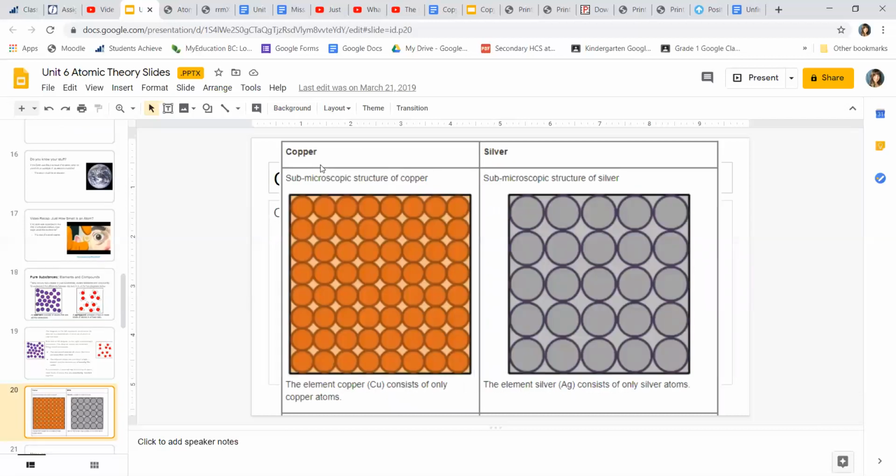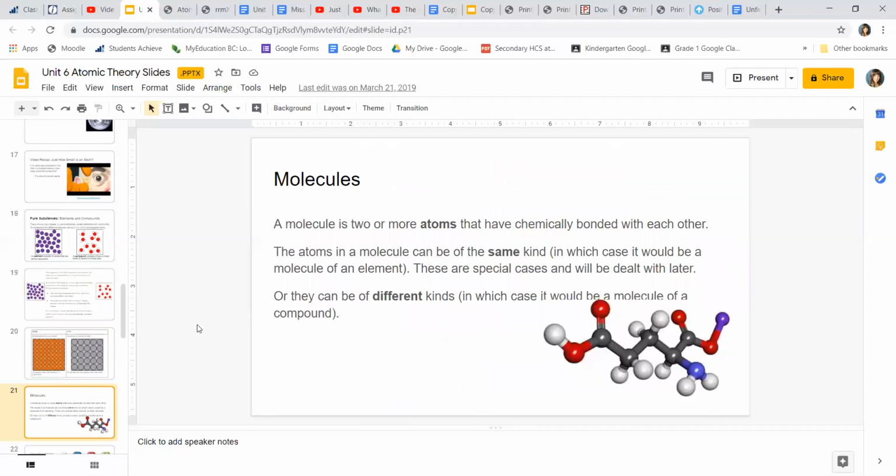So here we're looking at a couple different things. You see that we have copper on this side, and it is an element on the periodic table of elements, and that has only copper atoms throughout it. Same with silver. Silver is also on the periodic table of elements, and it only has silver atoms throughout the entire thing. And so with molecules, that's two or more atoms that have chemically bonded with each other.